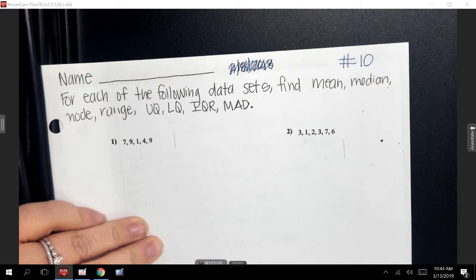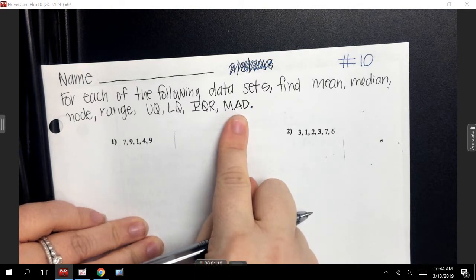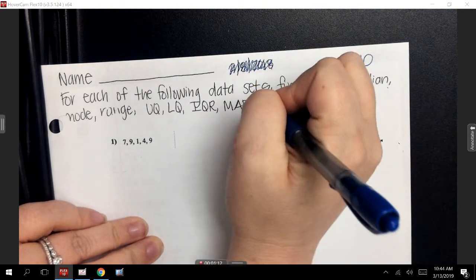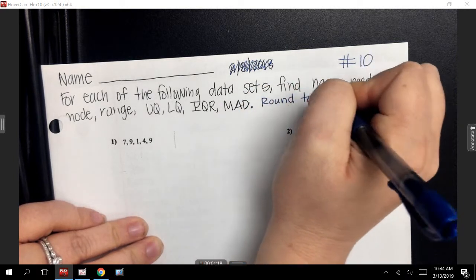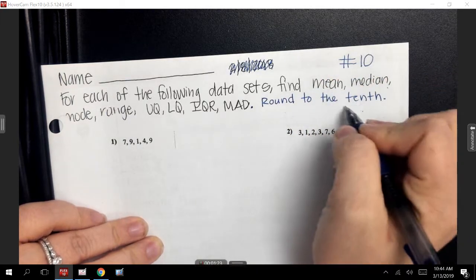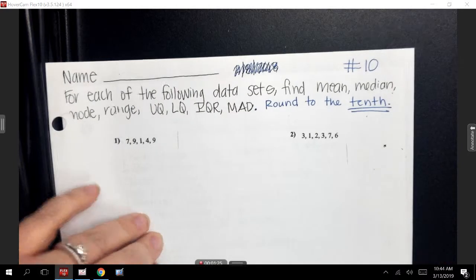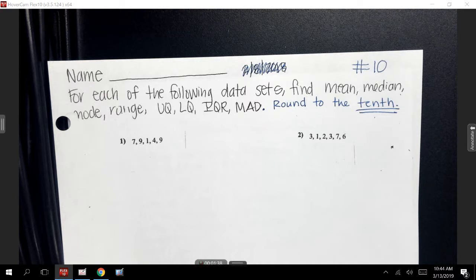On some of these questions, you're going to get a repeating decimal. I can't do my MAD with a repeating decimal. I have to be able to do math. So we want to round to the 10th. If you will please write that on your paper. We want to round to the 10th. So how many decimal places is that? One. So I want one decimal place, okay? All right, so we're going to round to the 10th.